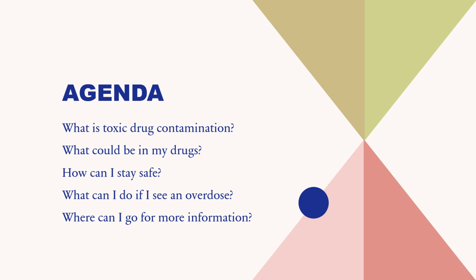So a little more specific into what we'll be talking about, we're going to talk about what toxic drug contamination is, what could be in your drugs potentially, how can I stay safe, what you can do if you see an overdose, and where you can also go to access more information as well.